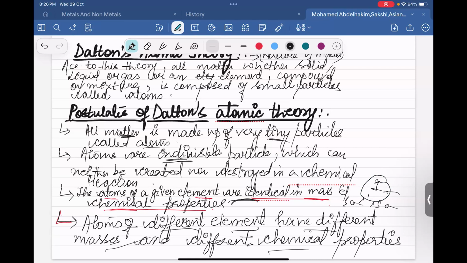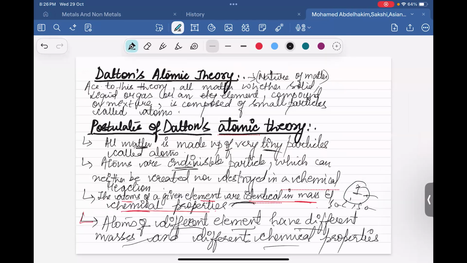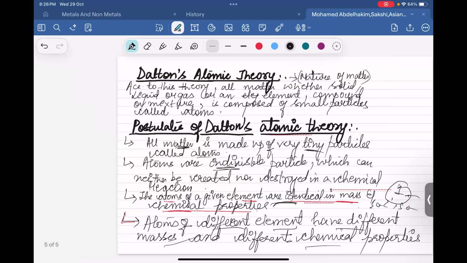Understood, ma'am. It is a very easy chapter. Just try to grasp each and every point in the class only. That's why I'm asking questions.